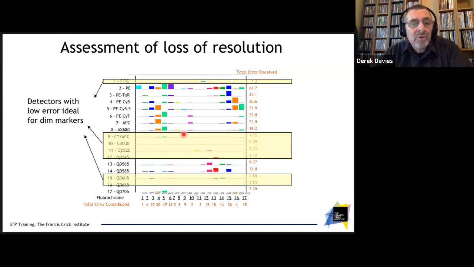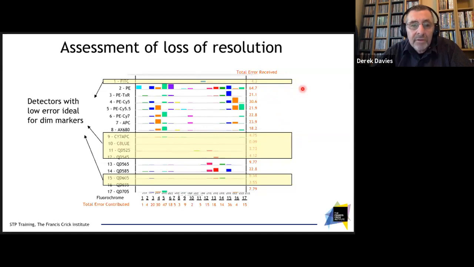So Cascade Blue, very dim fluorochrome in itself, but almost no other fluorochrome in this system contributes error. Fluorescein, generally a reasonably dim dye, but again in this system, not many fluorochromes contribute error, which may make it a good candidate for a dim marker.